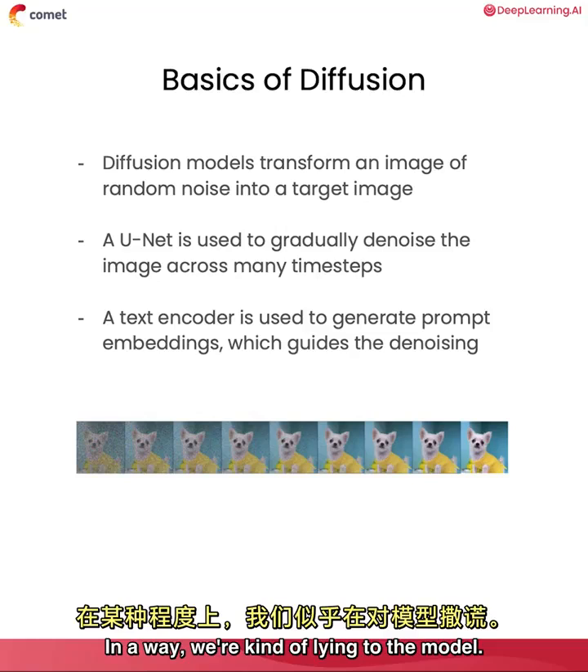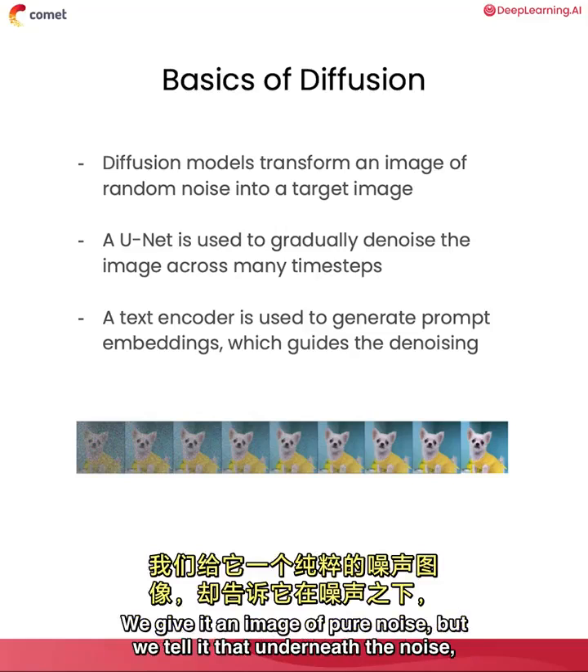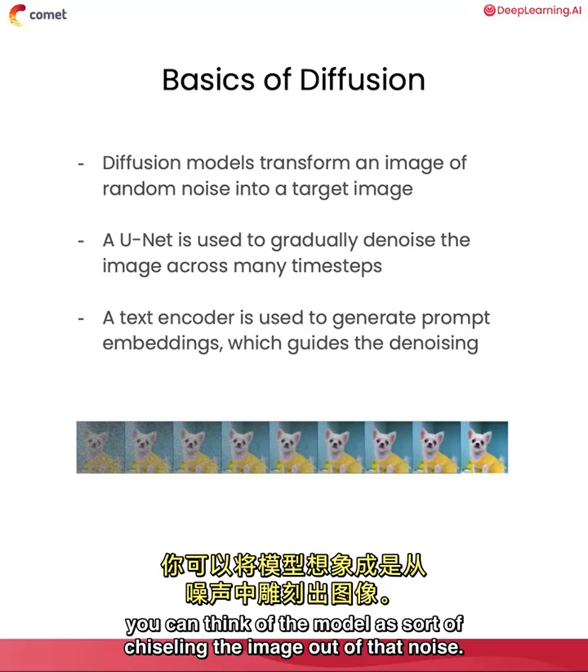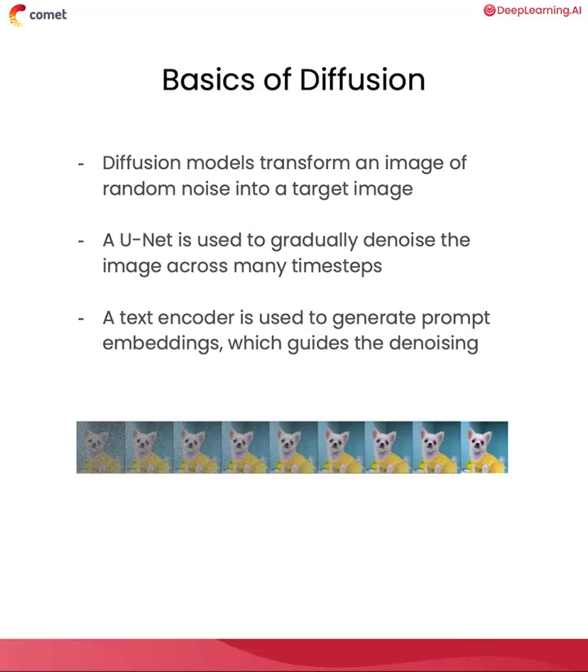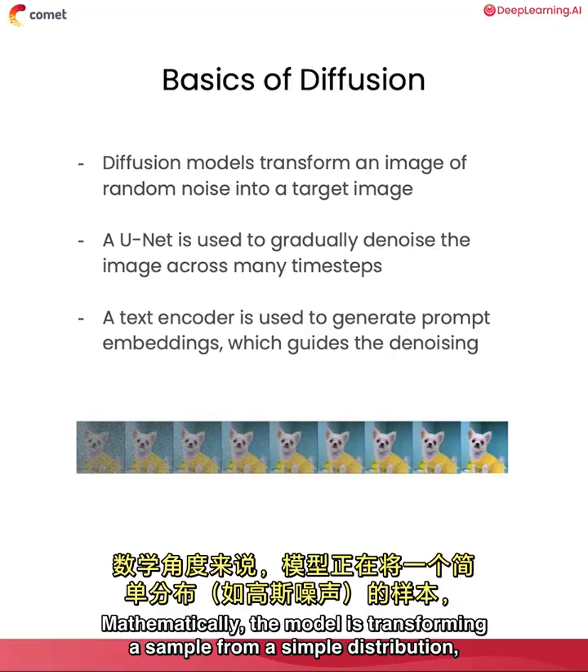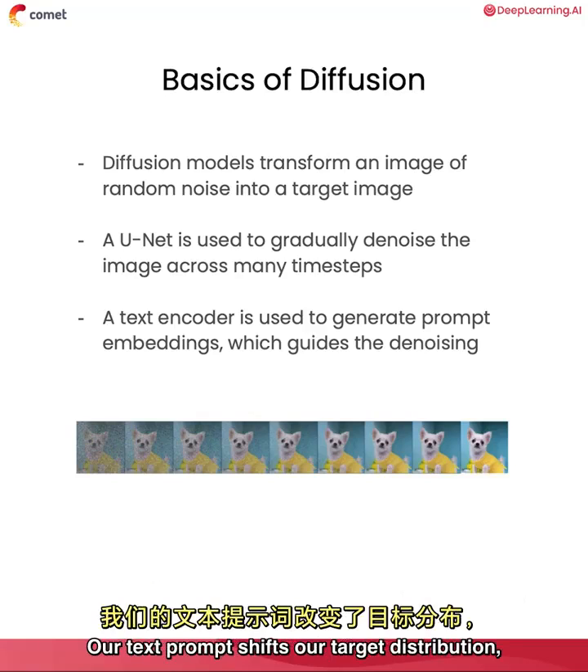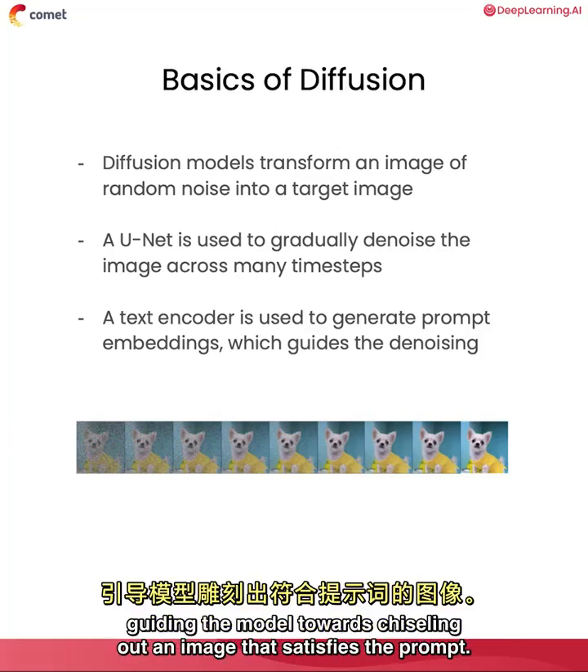In a way, we're kind of lying to the model. We give it an image of pure noise, but we tell it that underneath the noise, there's actually an image of a dog. Intuitively, you can think of the model as sort of chiseling the image out of that noise. Mathematically, the model is transforming a sample from a simple distribution, like Gaussian noise, into a complex, learned distribution, like images. Our text prompt shifts our target distribution, guiding the model towards chiseling out an image that satisfies the prompt.